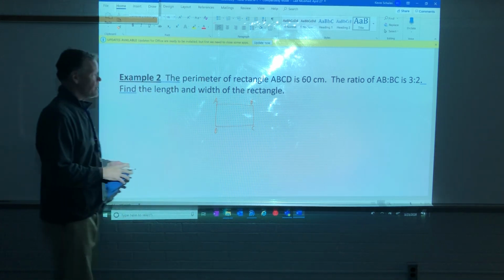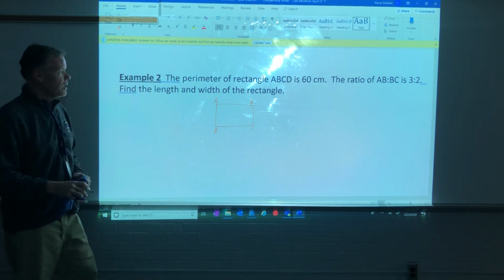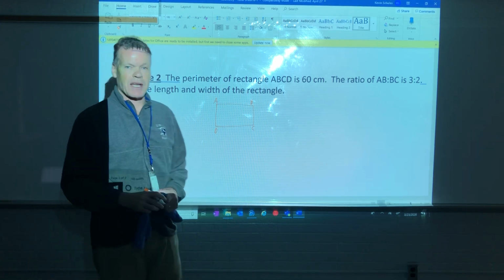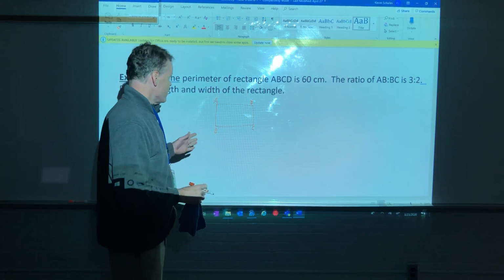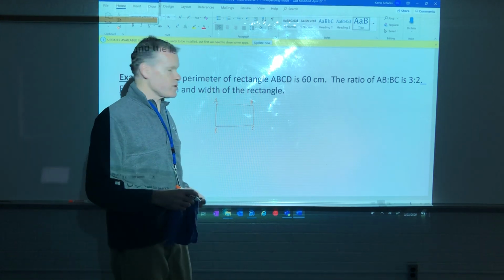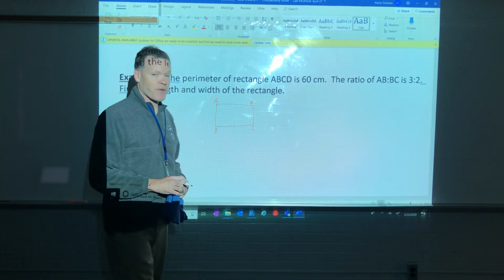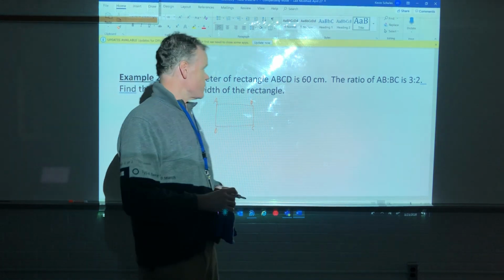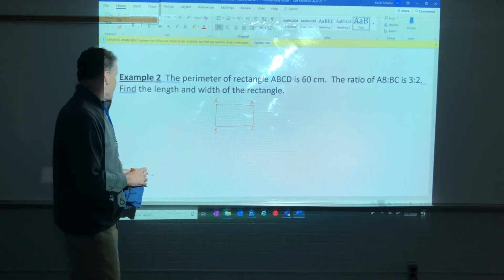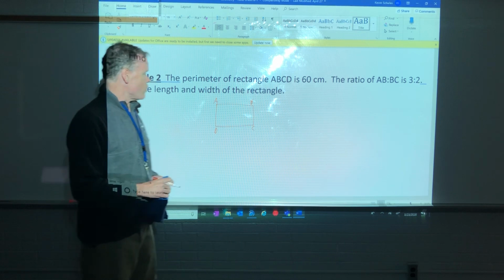Okay, let's look at the problem. The perimeter of the rectangle ABCD is 60 centimeters. Okay, so remember, just to review, the perimeter is the distance around. The ratio of AB to BC is going to be 3 to 2. Okay, they want you to find the length and the width of the rectangle.